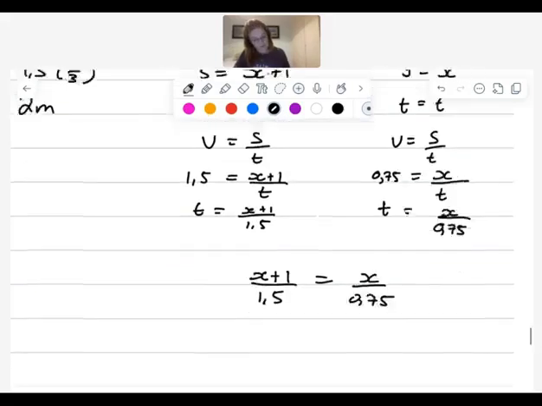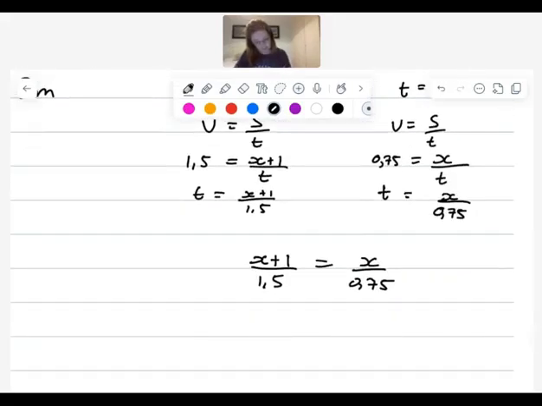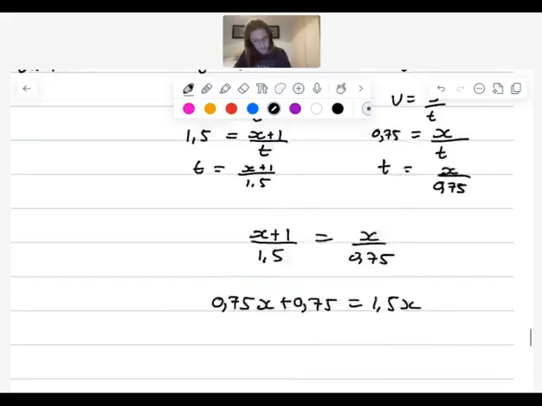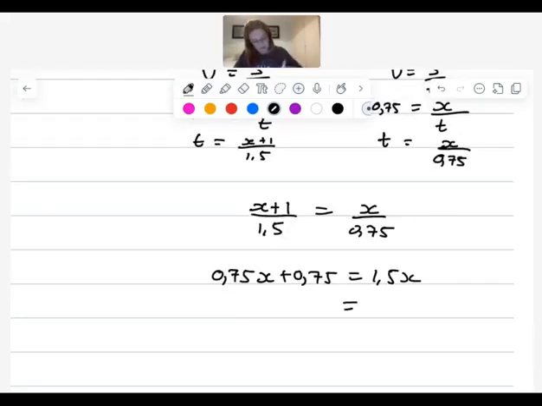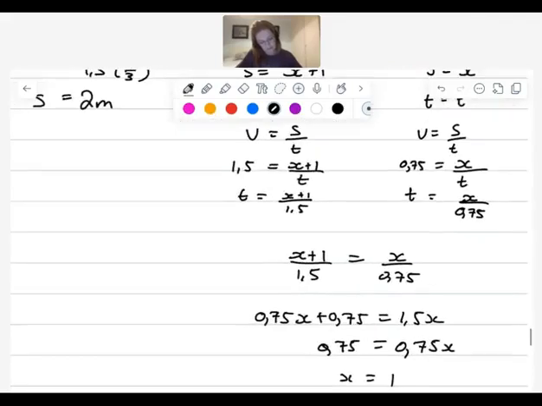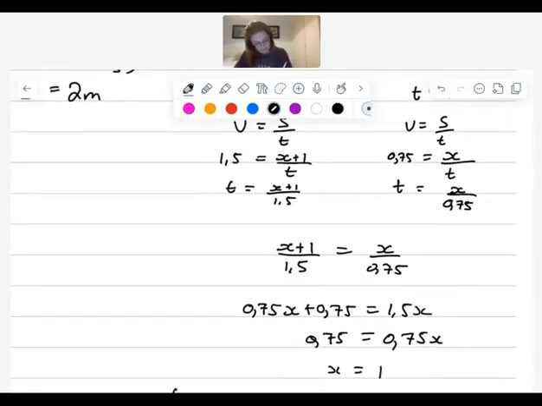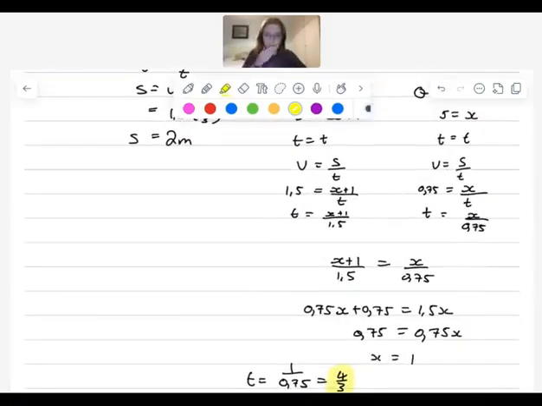Okay, so I'm going to cross multiply here, and I can see that's not the lowest common denominator, but it's fine. I'm just going to do it anyway. Okay, I'm going to take my x's to the right hand side, so it's 1.5 minus 0.75, which should be 0.75. And therefore x is equal to 1. So they're colliding in 1 meter, so my time is going to be 1 divided by 0.75, which is another 4/3.